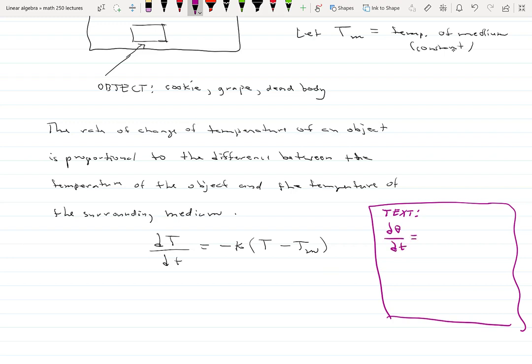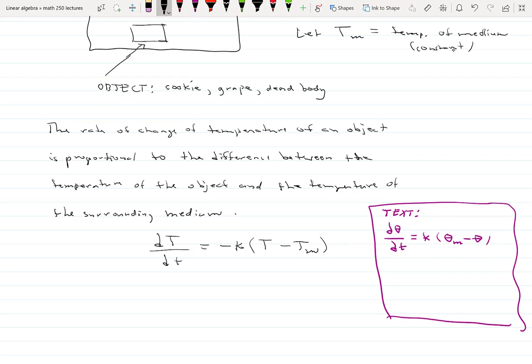He says d theta dt equals k times theta m minus theta. Okay, it's the same thing. Factor out a negative from theta m minus theta, you get the negative constant. It's the same thing. But I use capital T and I factor out the minus, okay?